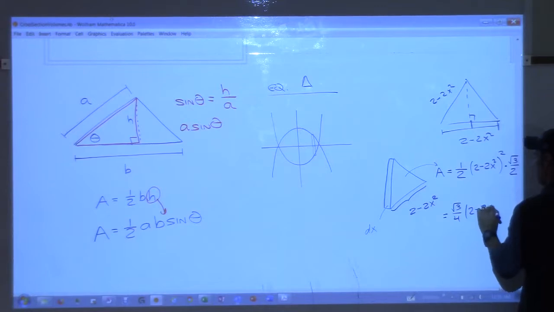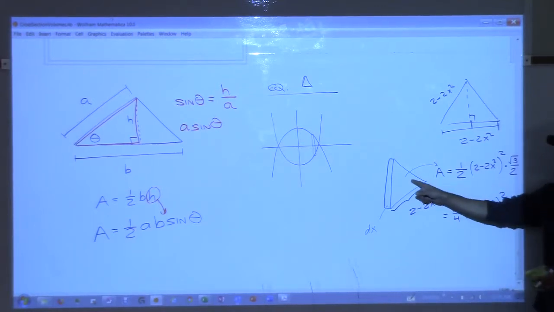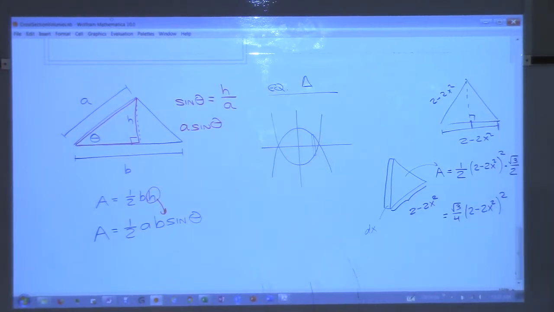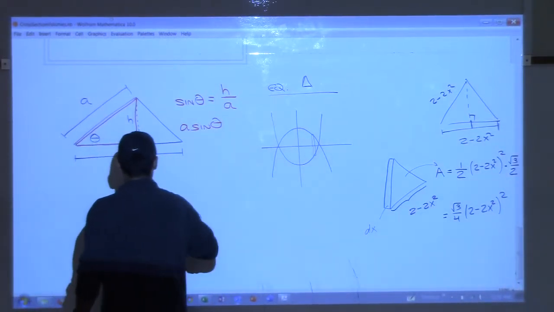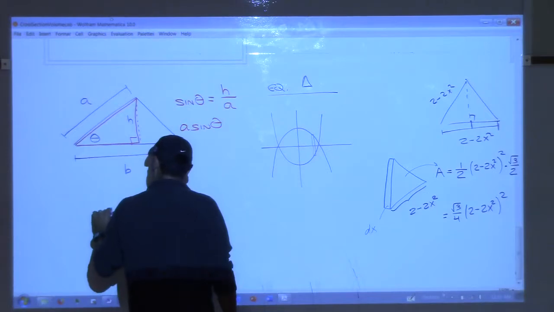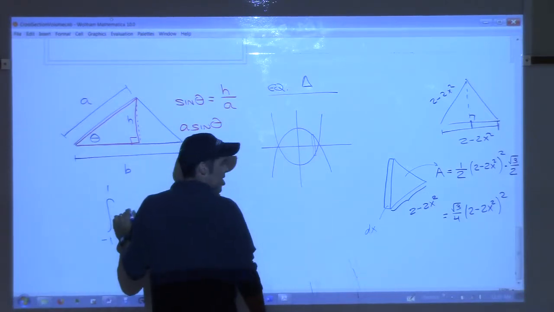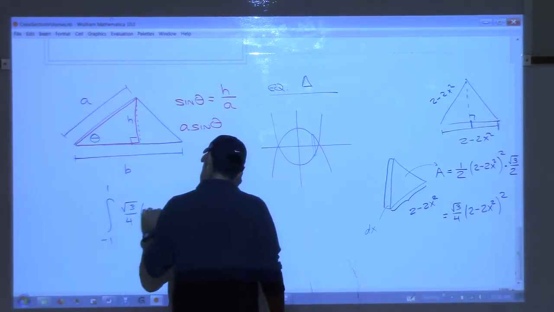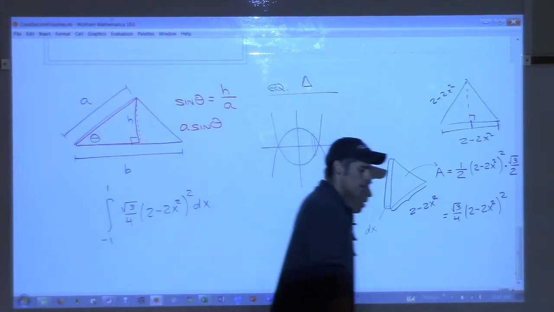Root 3 over 4 times 2 minus 2x squared, squared. That is going to give me the area of that little front face. And then I multiply it times the width, and that gives me the volume of that little slice. And then I use the integral and I add them all up. So the volume of this would be the integral from negative 1 to 1 of root 3 over 4, 2 minus 2x squared, that quantity squared, dx. There we are.